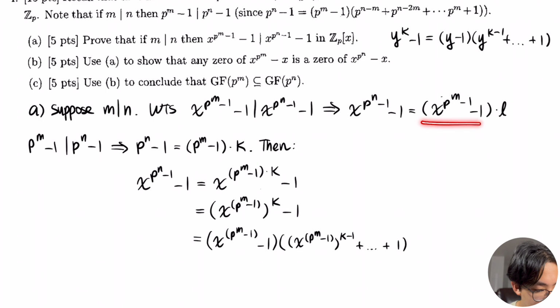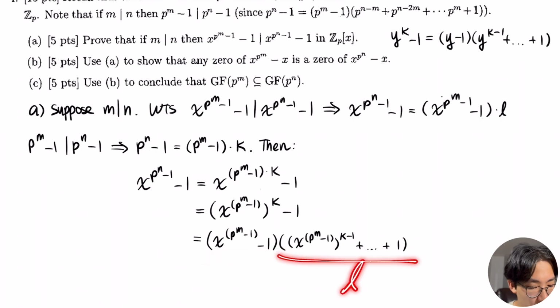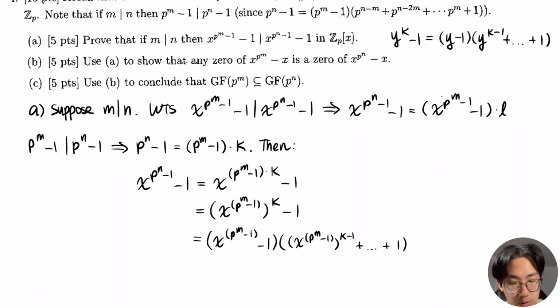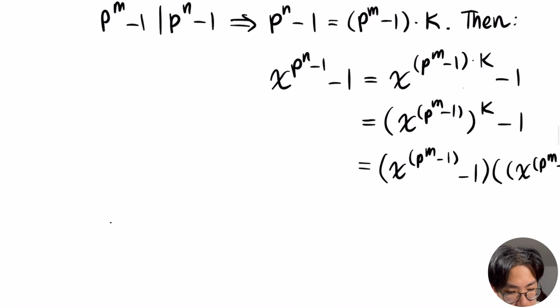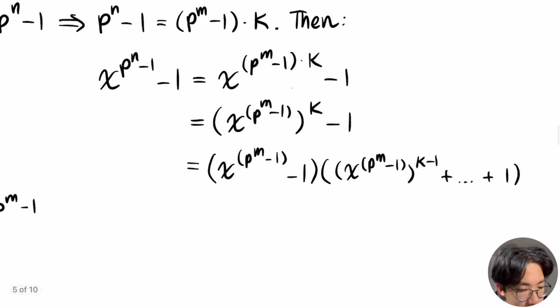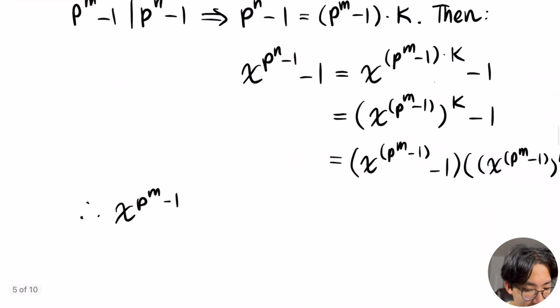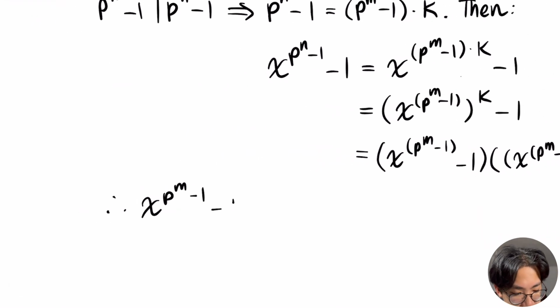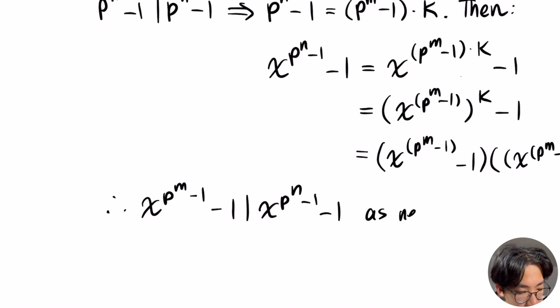So here we have the x to the p to the m minus 1 minus 1 right over here, and you can treat this as your L term, effectively. So we can write the conclusion here. Therefore, this x to the p to the m minus 1 minus 1, I realize I added some brackets here, but that doesn't make that big of a difference, does indeed divide x to the p to the n minus 1 minus 1, as needed. So that's part A.